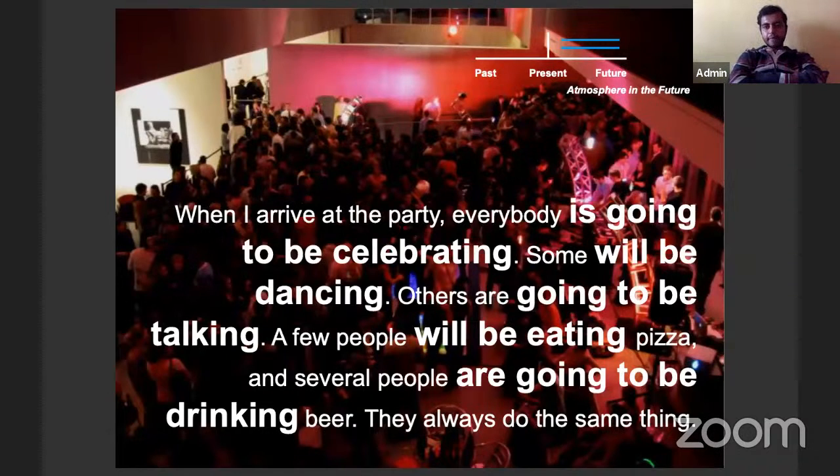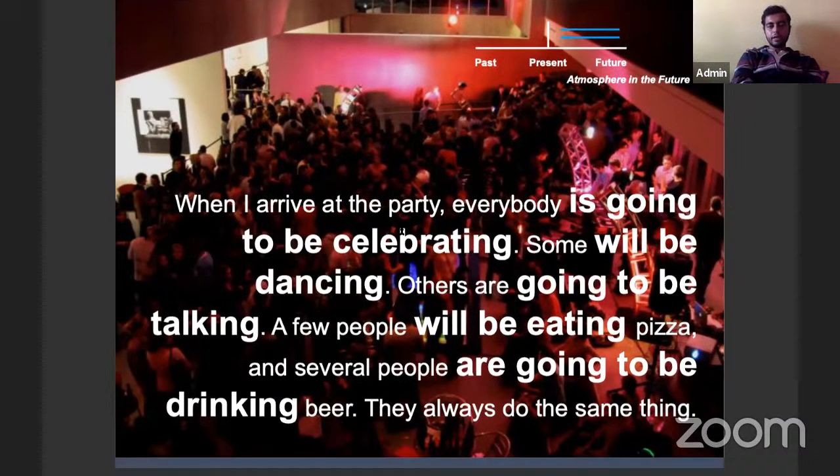Now, when you are going to describe the atmosphere in the future, here you are saying, when I arrive at the party, everybody is going to be celebrating. Some will be dancing, others are going to be talking. A few people will be eating pizza, and several people are going to be drinking beer. They always do the same thing. What are you doing? You are describing the atmosphere of a party you are going to in the future. So when you describe an atmosphere of an event or a place or anything in the future, you use future continuous.